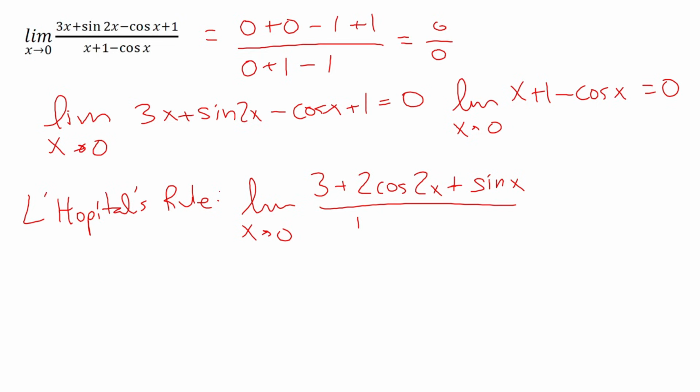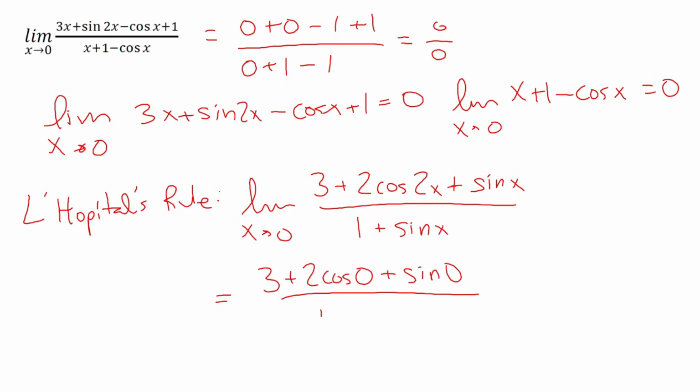And in the denominator, the derivative of x is 1. The derivative of 1 is, of course, 0. And the derivative of negative cosine x should be a positive sine of x. So now we'll just evaluate this at 0 and see what we get. We get 3 plus 2 cosine 0 plus sine 0 over 1 plus the sine of 0.